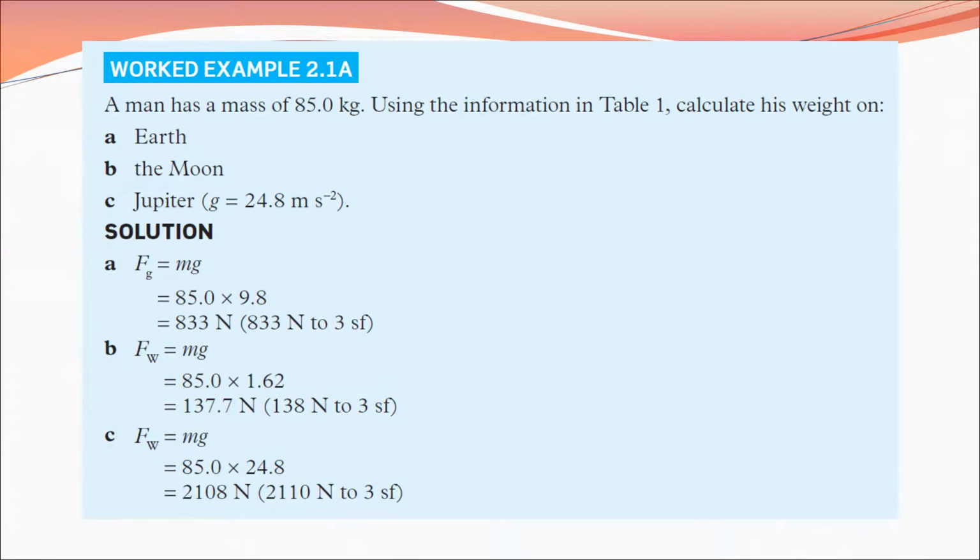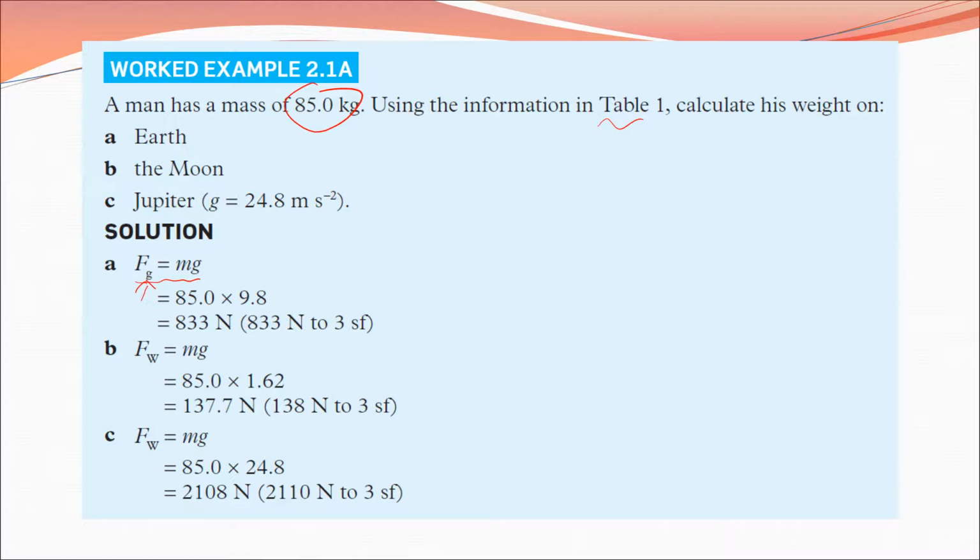All right, quick calculation. A man has a mass of 85 kilos. Here's the information in table 1. That's just a list of these gravitational constants. Let's look at his weight on the Earth, the Moon, and Jupiter. Notice our formula there, force is mass times acceleration. That's Newton's second law. And we've just adapted it because the acceleration is gravity. And note that we're specifying the force is gravity there by putting the little subscript G in there.